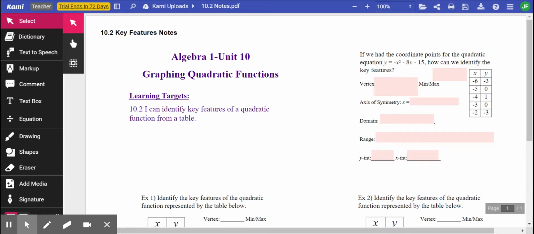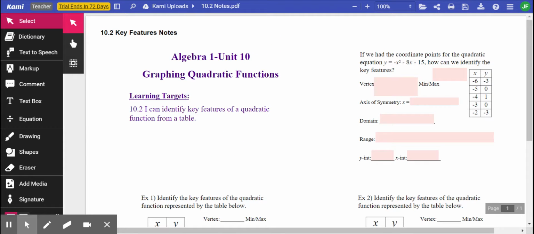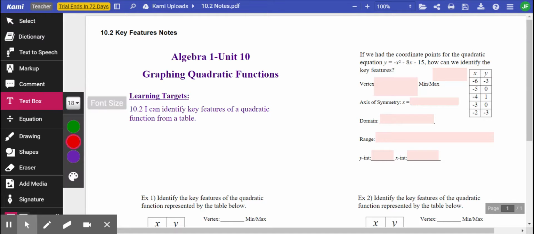Good morning. We're going to continue on with Unit 10 and talk about how to identify key features of quadratic equations or functions from a table. You'll see an example to the right here. We are not actually going to answer the question as it relates to those points because we're going to do that in example 1, but we are going to use that as reference here.